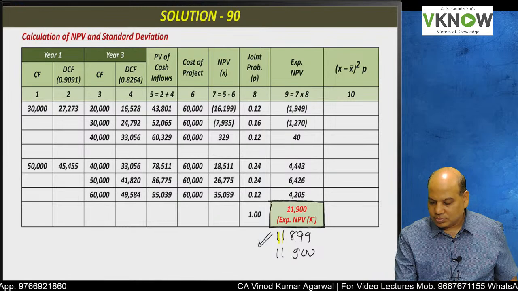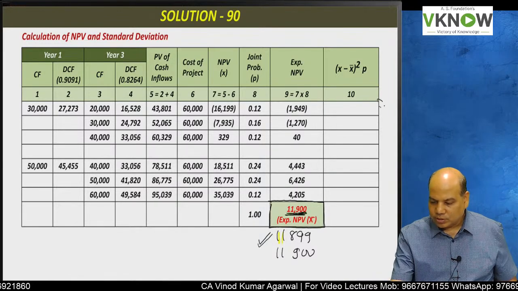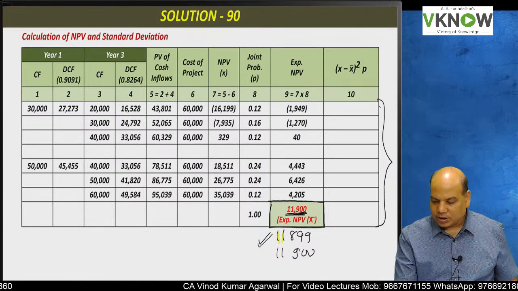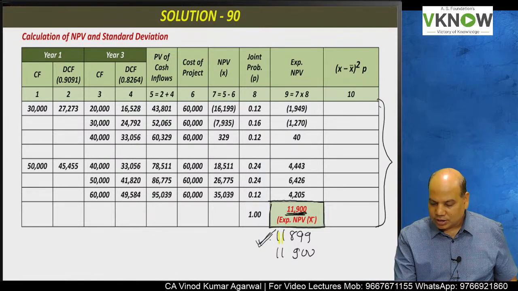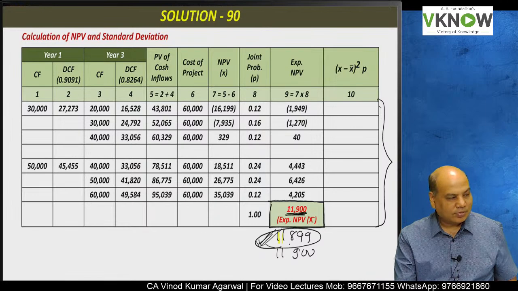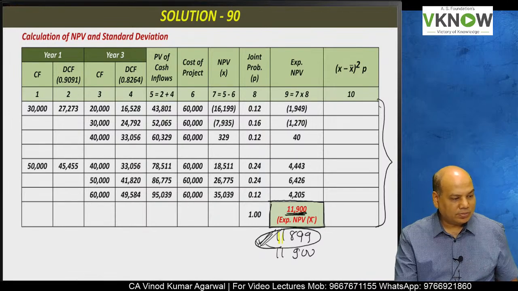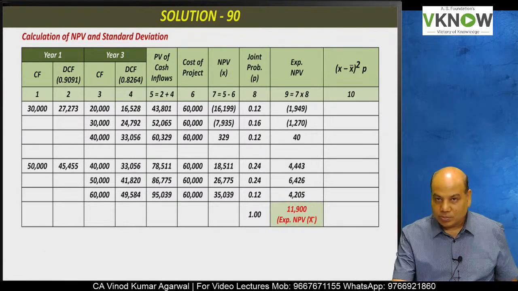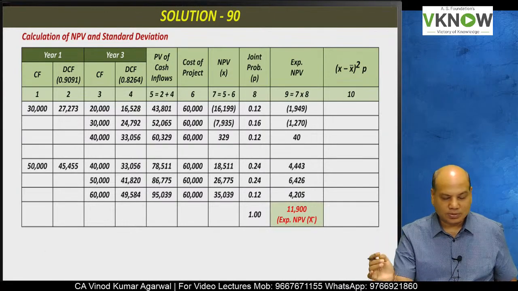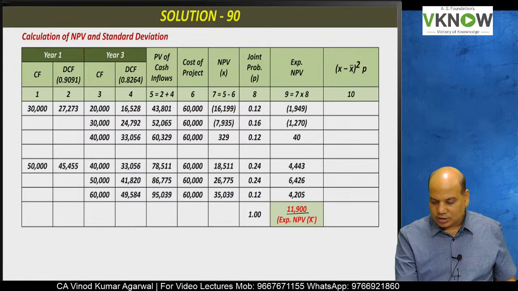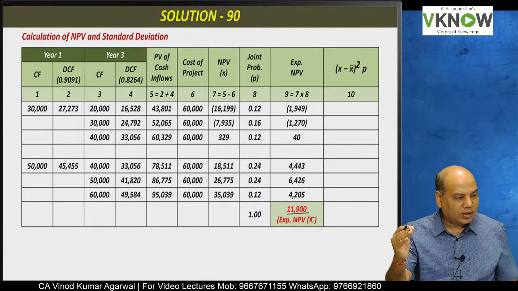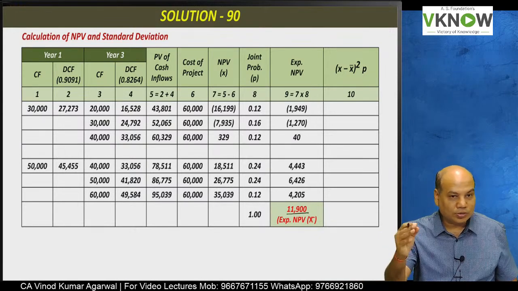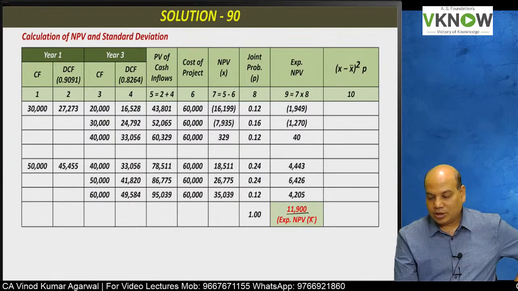Because I will suggest you write this number only so that you can match your answer with my answer. This is right, I fully agree, but then every time if you do the standard deviation checking, it may differ from my answer by some number. So you can take 11899.32 also. Very good, brilliant.